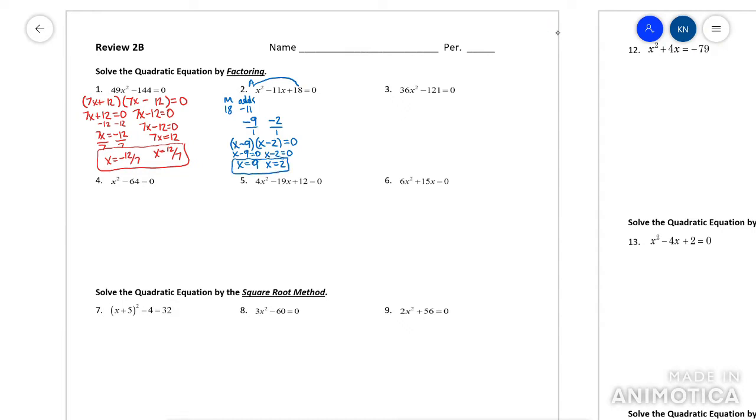Okay, this next one. This is two things, and both of these are perfect squares. So this is another difference of squares. 6 times 6 makes 36. 11 times 11 makes 121. One's a plus, one's a minus. Set each of these equal to 0. Get your answers.